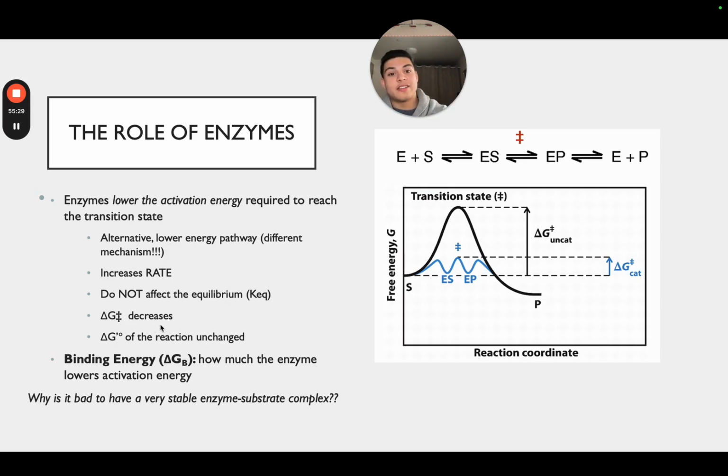So delta G dagger decreases, right? So in this instance, we see that the transition state is going to be much lower energy than the uncatalyzed version. And then the delta G of the reaction remains unchanged. Again, that delta G is going to be the difference between here, this level at P, and then to here, to the S. So it's going to be this little gap right here.